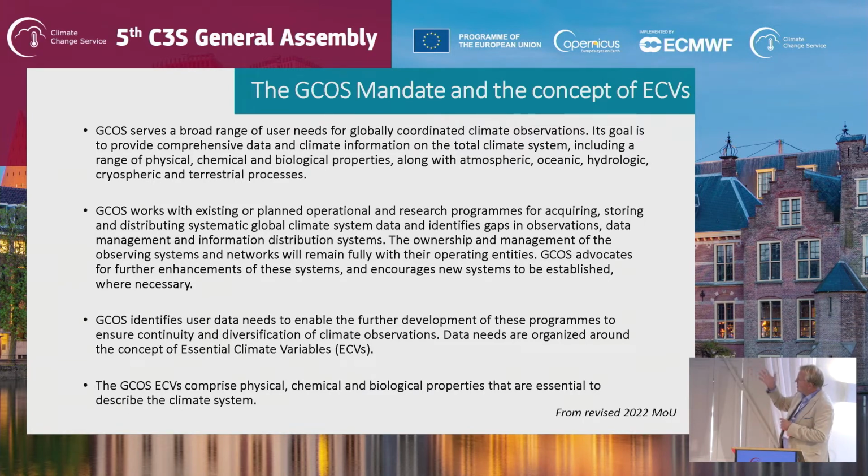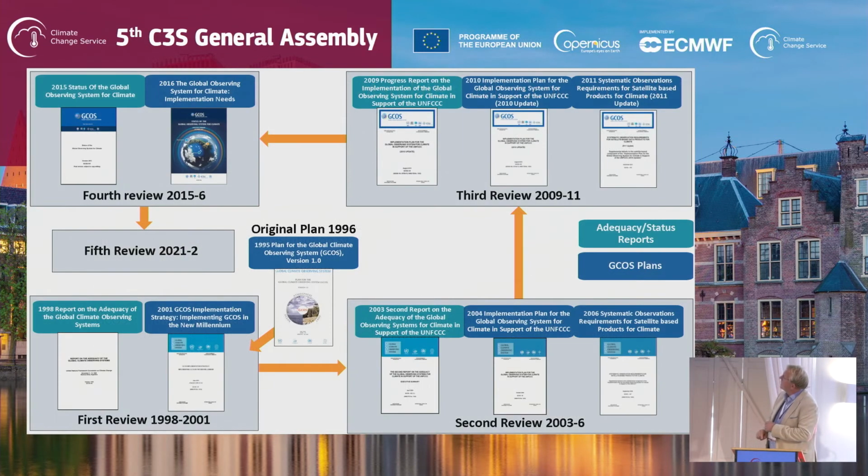We identify those in ECVs, essential climate variables, and essentially they comprise physical, chemical, and biological properties of the Earth system. I think we have 54 of them now, and each of those has a number of products associated with that. So it's like opening a book and then going into a sort of Russian puppet and getting further and further down into the data stores. We have a revised MOU coming up soon.